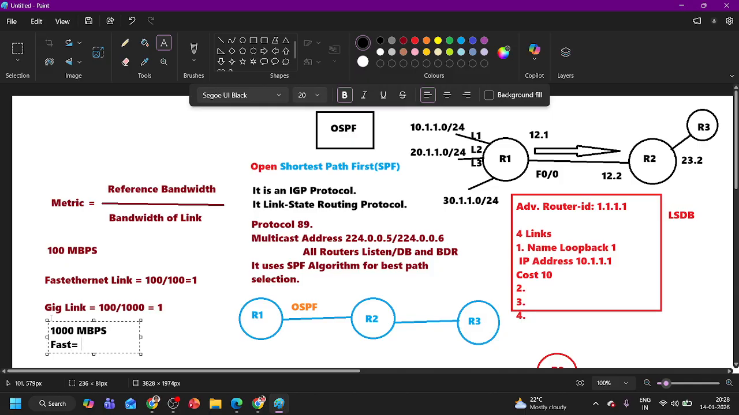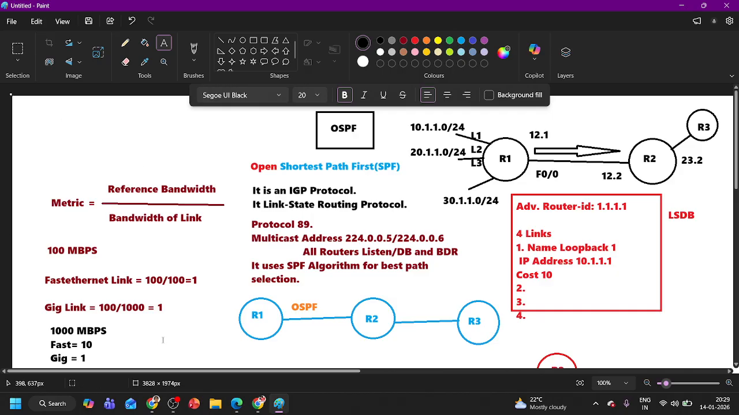1000 divided by 100 is going to be 10, and on a gig link it is going to be 1, right? So based on your physical link bandwidth you will configure the reference bandwidth. If you don't have any link whose bandwidth is more than 100 Mbps, then you can use the default reference bandwidth. But if you have a link where bandwidth is more than 100 Mbps, then you have to change the reference bandwidth. Otherwise, the router's OSPF will calculate a metric cost of only 1 on all the links whose bandwidth is above 100 Mbps.